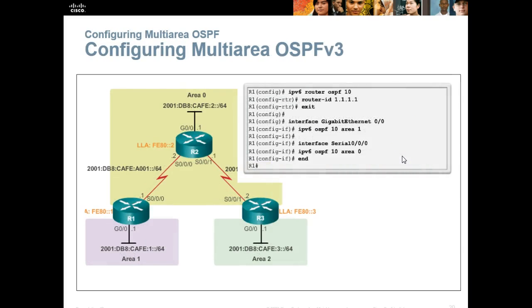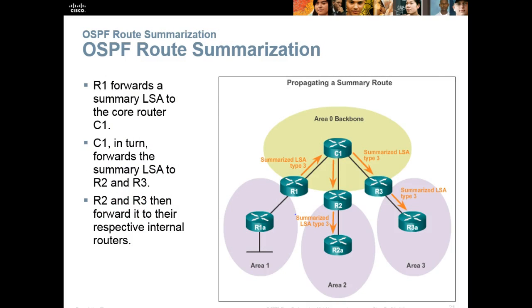Okay. And for IPv6, nothing really changed there. You have to have a router ID, and then you go into the interface and type in ipv6 ospf 10 area 1 or area 0. Not a whole lot going on there. As long as you're thinking about your whole topology, you won't be in trouble.